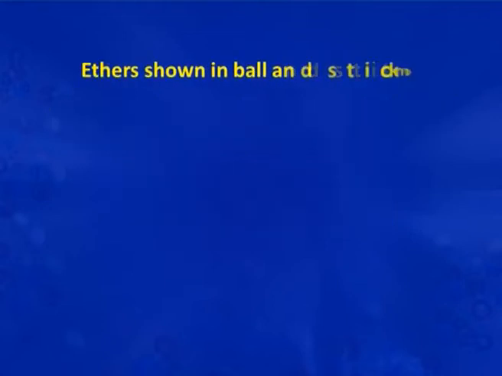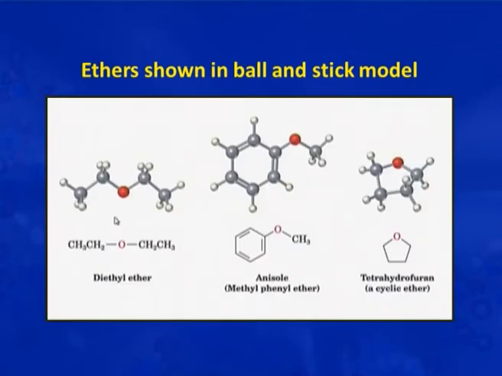In this slide we have shown the ball and stick model of ethers. This molecule represents diethyl ether, the red ball representing the oxygen atom, the black balls representing carbon atoms, and the white balls representing the hydrogen atoms. This model represents anisole or methyl phenyl ether, and the third model represents tetrahydrofuran, a cyclic ether.